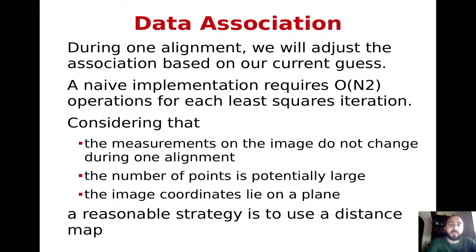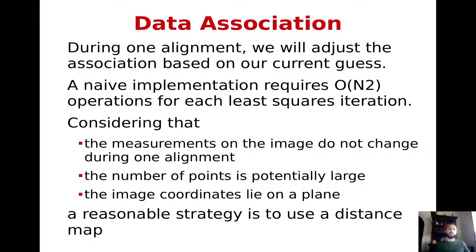Then we know that the measurement is not changing during the least square iterations. So what I can do is construct a distance map one time, when I receive a measurement, and then I can just query it after each iteration of least square, because querying a distance map is really fast, it is O(1), a constant cost. So that for me is fine.